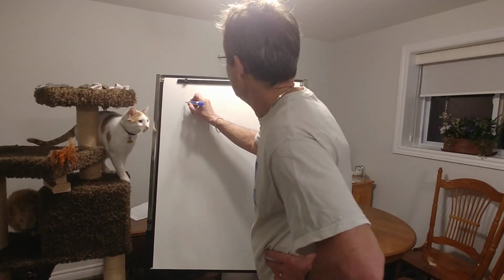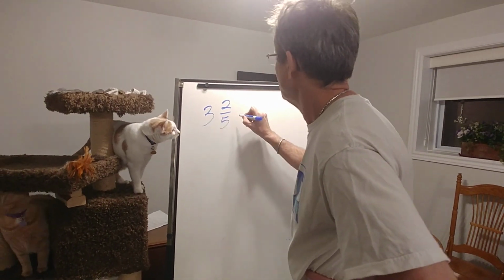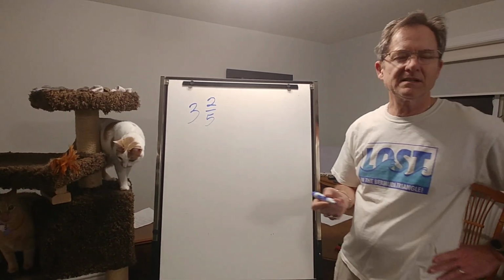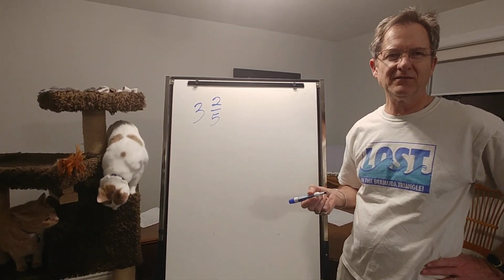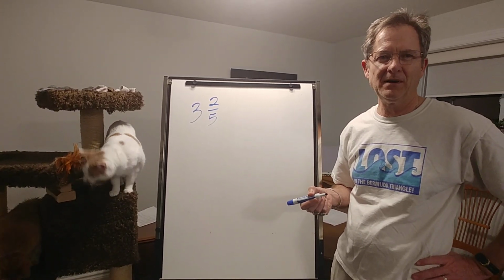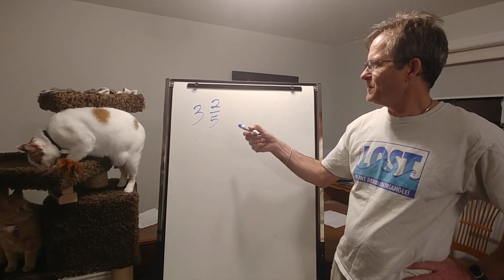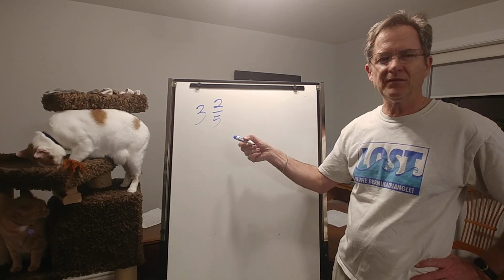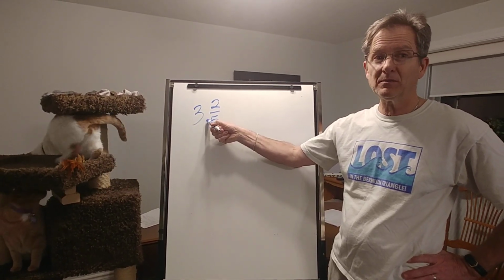Let's say we have 3 and 2/5. That's a mixed number, or as they say in the States, a compound fraction. In fact, I think fractions give a lot of people compound fractures. This is one of the few times, if not the only time in math, where if there's no symbol between the two numbers, it doesn't mean multiply.